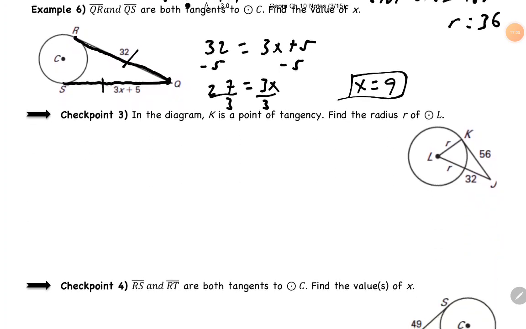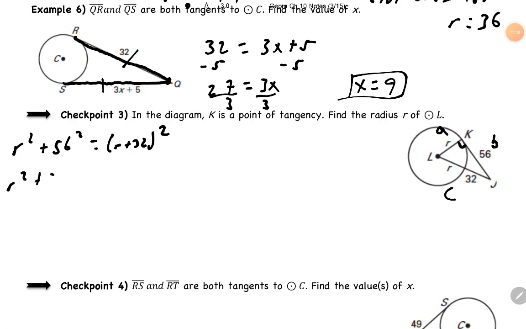Okay, let's look at some more examples here. Okay, K is a point of tangency, so that means this is a right angle. That means we can use the Pythagorean theorem. So this is a, b, c. C is always opposite of the right angle, the longest side. So we're going to put out what we know. r squared plus 56 squared is equal to (r plus 32) squared.